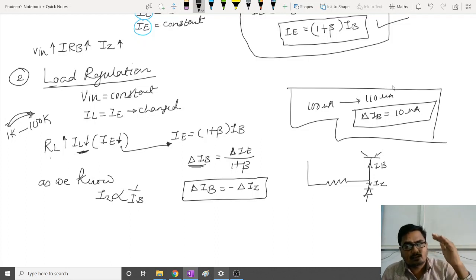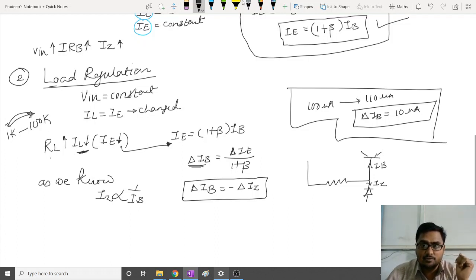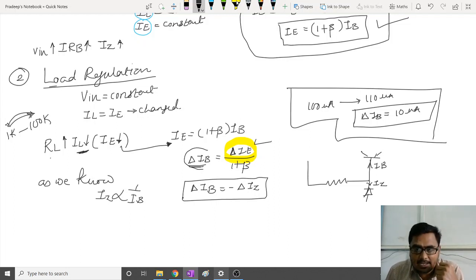So it means load current जो है change in load current, that is delta IE, this I am talking about, this delta IE will be very large value, is it not? Because change in RL is large, so delta IE will be large. So even if delta IE is very large, then also delta IB will be very small. Why? Look at this. For example, let's assume that beta is equal to 99. The value of beta for a transistor is 99.